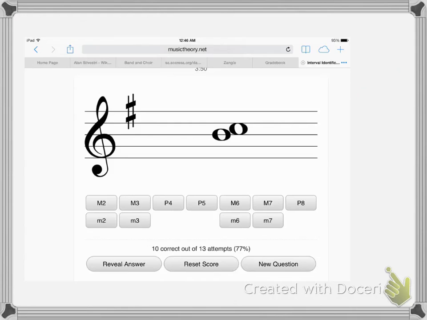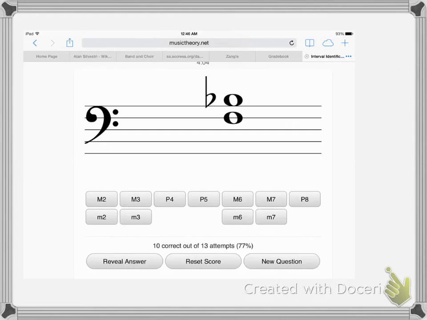Alrighty, this is a B to a C, and if you look on the piano, in between B and C, there's no black key. So it's a half step, so we know that also would have to be a minor second.